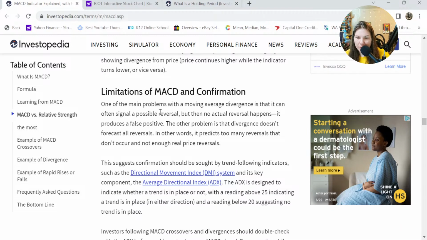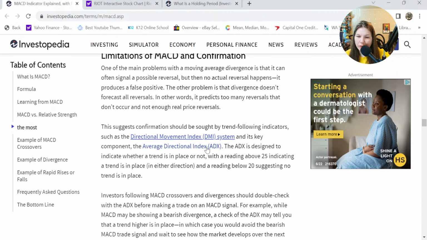One of the main problems with the moving average divergence is that it can often signal a possible reversal, but then no actual reversal happens. It produces a false positive. The other problem is the divergence doesn't forecast all reversals. In other words, it predicts too many reversals that don't occur and not enough real price reversals.